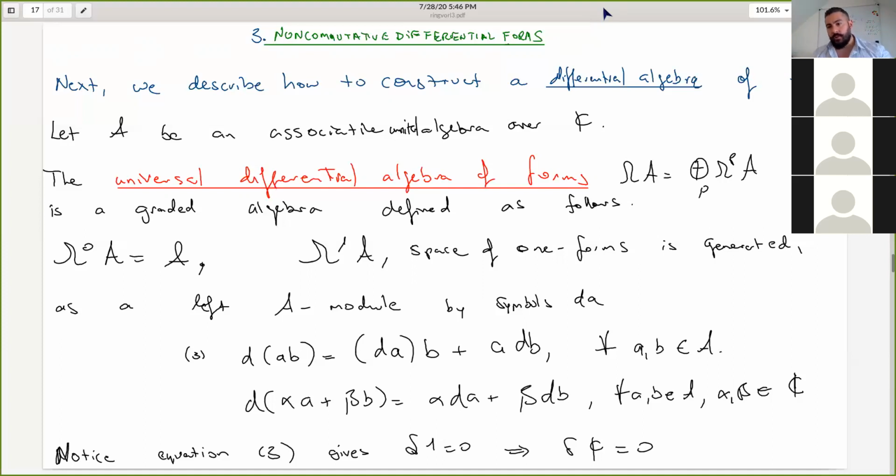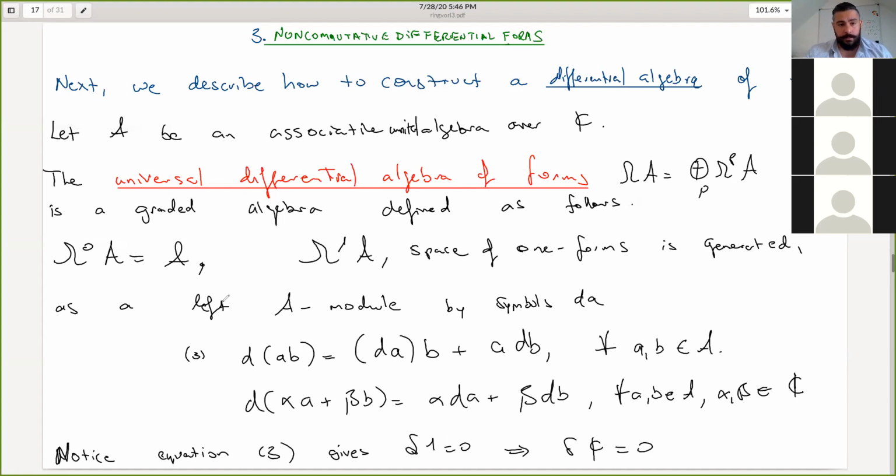Instead of taking a vector space, we take an algebra. And this is, in a sense, really the cornerstone of what a lot of non-commutative geometry is about. So let us describe how to construct a differential algebra over the forms. Let A be an associative algebra over C, as I said. Then the universal differential algebra of forms is just the direct sum over P of omega P of A, and this is a graded algebra, and this is defined as follows.